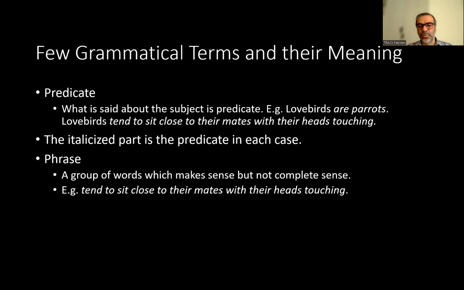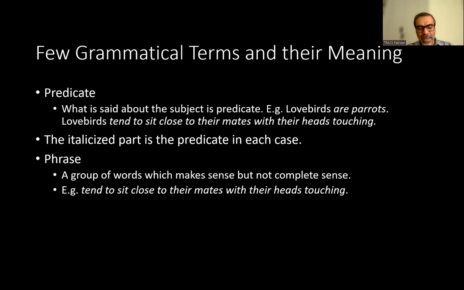Who tend to sit close to their mates? So we need to bring lovebirds at the beginning of the sentence so that it makes complete sense. Without it, it is trying to make some sense, but not complete sense. So this is a phrase. The entire predicate here, "tend to sit close to their mates with their heads touching," is a phrase.